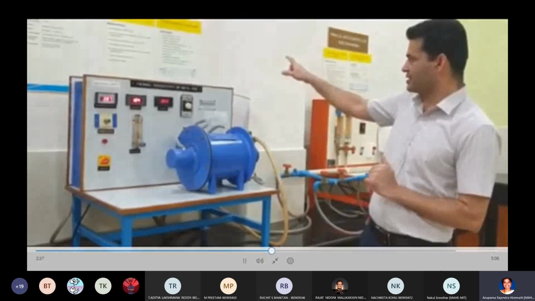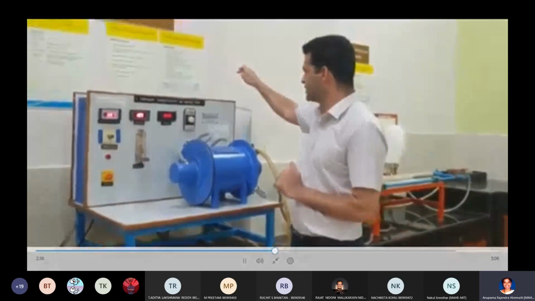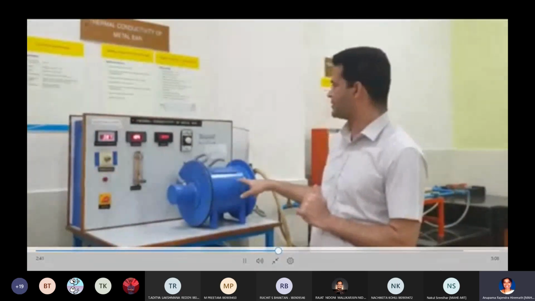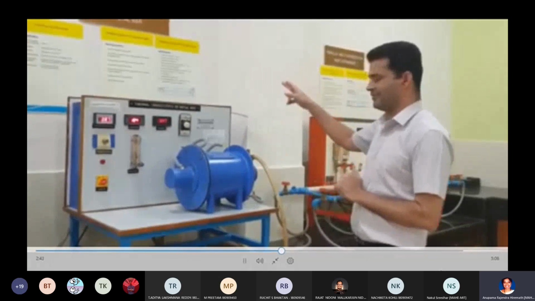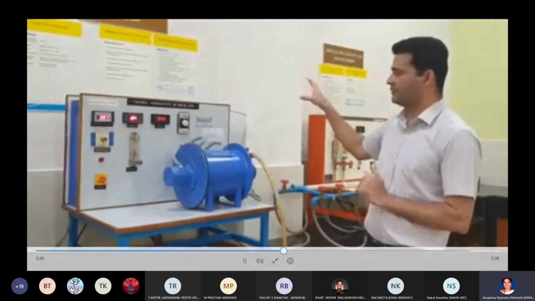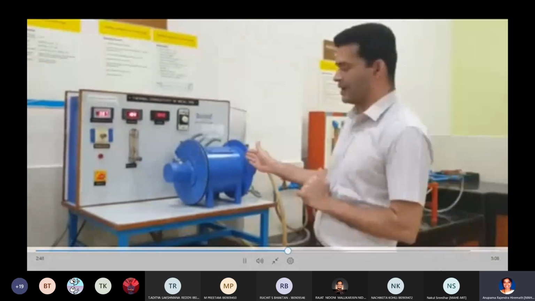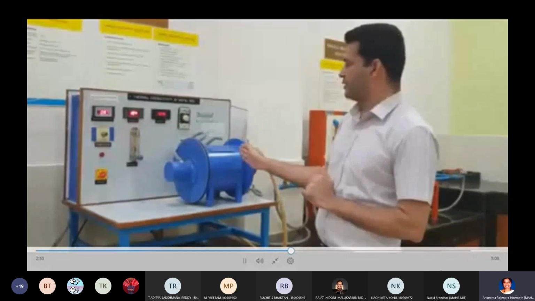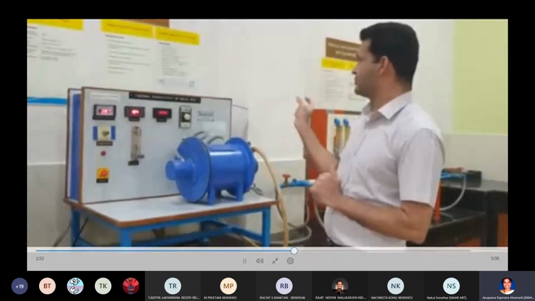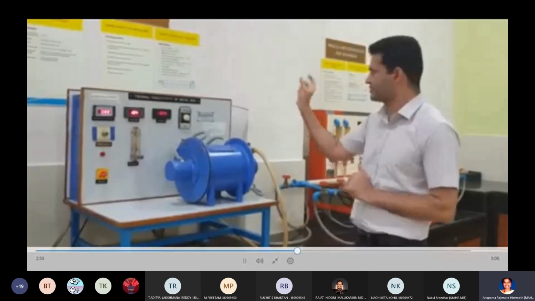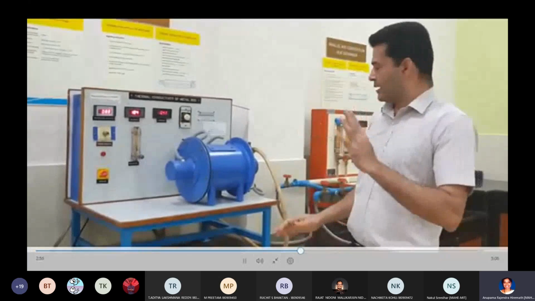So we have 5 locations to measure the temperature on the surface of the rod. We have T1 to T5. They will give the temperature of the rod along X. The distance between each measurement point is 70 millimeters.